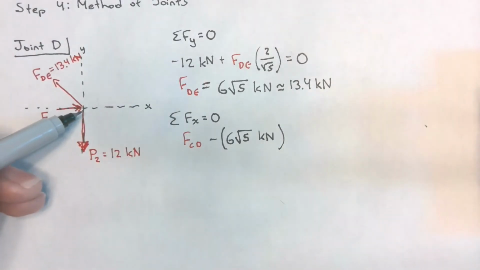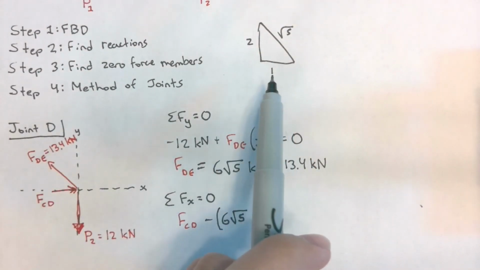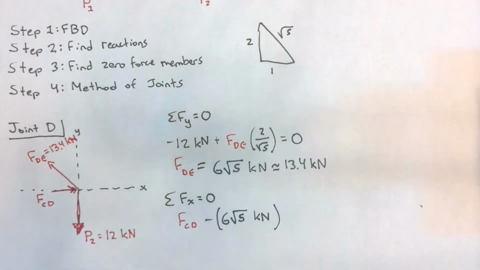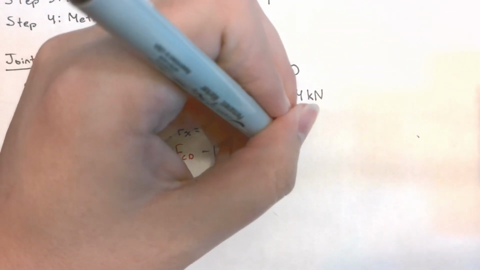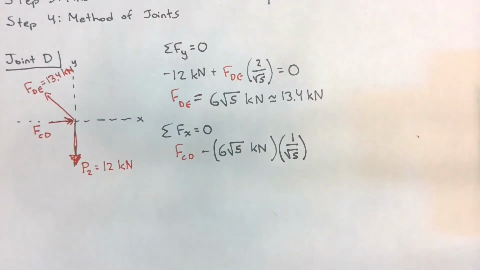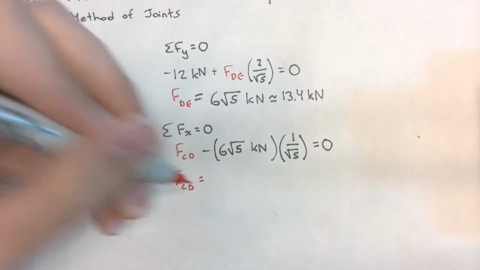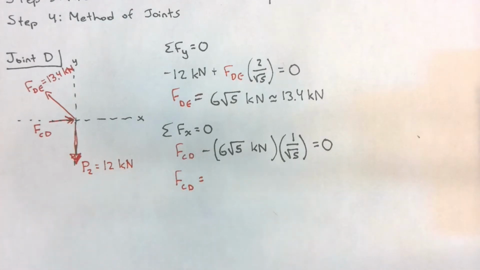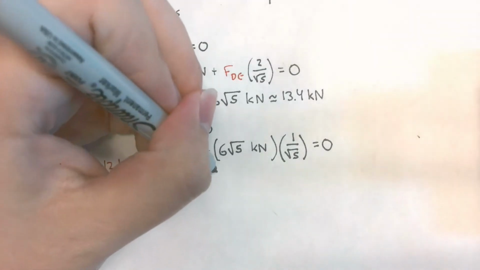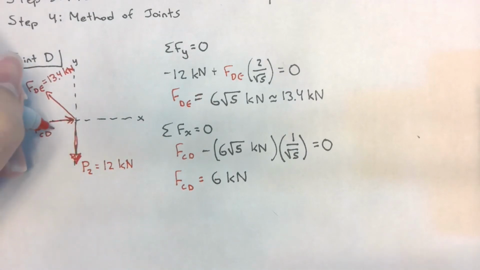But that's only the force in the diagonal direction. If I want the x component, I want to use the slope by taking the x component of the triangle and dividing it by the hypotenuse. So in this case, it would be 6 root 5 multiplied by 1 over root 5. Those are all my forces in the x direction, so all of this should equal 0. We only have one unknown, that's force CD, so we can just solve for that force. Notice that this goes to the other side, so 6 root 5 divided by root 5 is just 6 kilonewtons. So we found that force CD is equal to 6 kilonewtons.